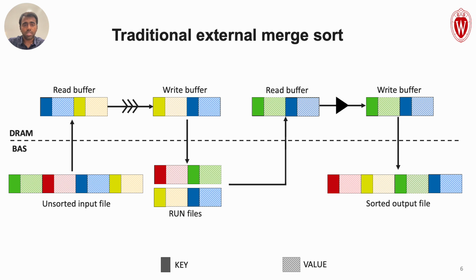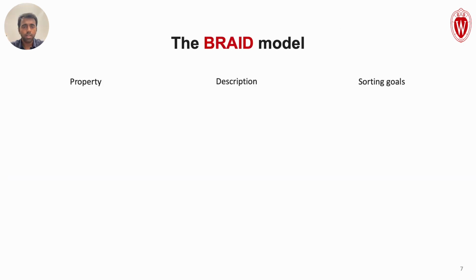As you can see, in this setup, you always do sequential accesses in blocked fashion. Now that we have seen how traditional approaches work, let's use the Braid model to guide us into a more efficient one. The model helps us understand and generalize the variety of unique characteristics offered by BAS.